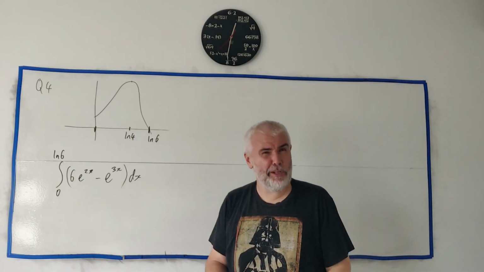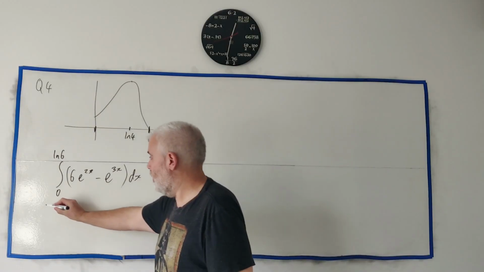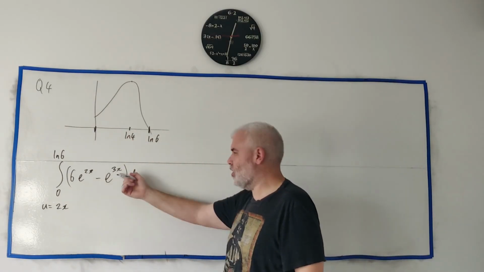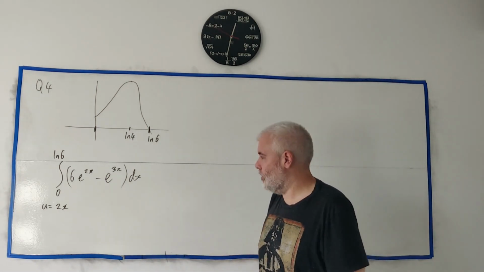But let me do it slowly one more time. I'll do the first one quite slowly. Again, I'll use substitution, the idea that u is equal to this 2x up here. And you could do it with 3x as well. But again, we'll do it quickly after showing you the first time.